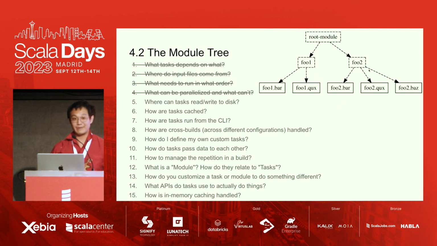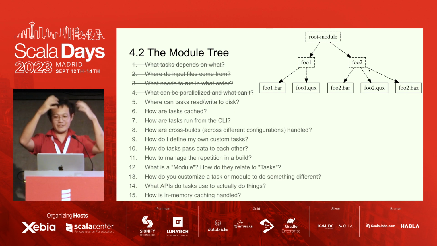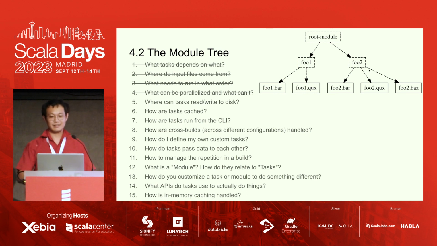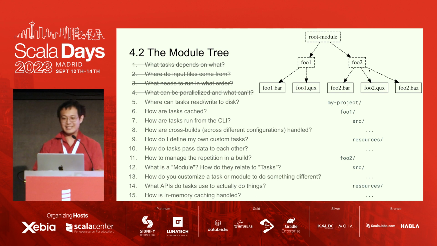The second core concept behind Mill is the module tree. So consider again the tree we saw earlier. So modules are just objects that extend mill.Module, but they form a tree that contains targets at their leaves. So the structure of the Mill module tree intentionally mirrors the tree structure of your file system.